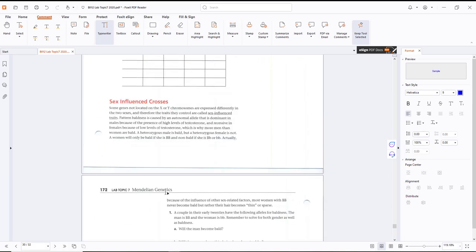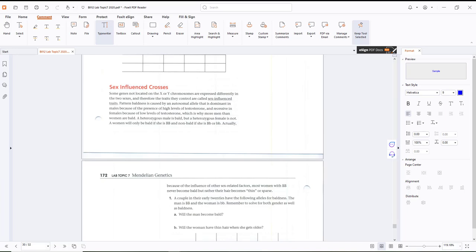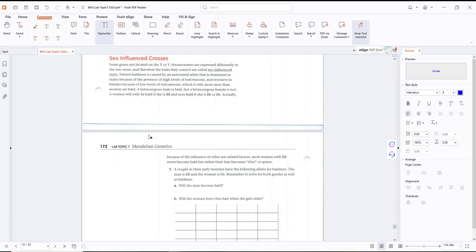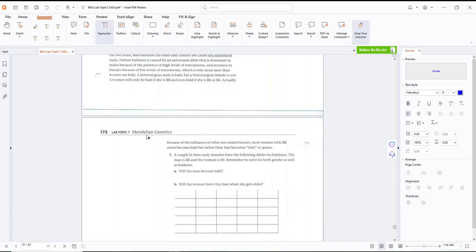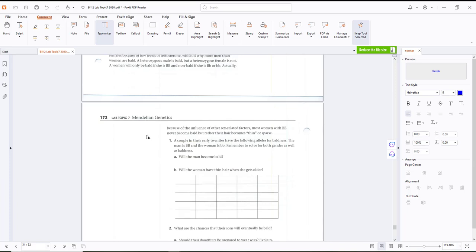Okay, and then we go into sex influence crosses. So some genes not located on the X or Y chromosomes are expressed differently in the two sexes, and therefore the traits they control are called sex influence traits, such as pattern baldness. It is caused by an autosomal allele that is dominant in males because of the presence of high levels of testosterone, and recessive in females because of the low levels of testosterone, which is why more men than women are bald.